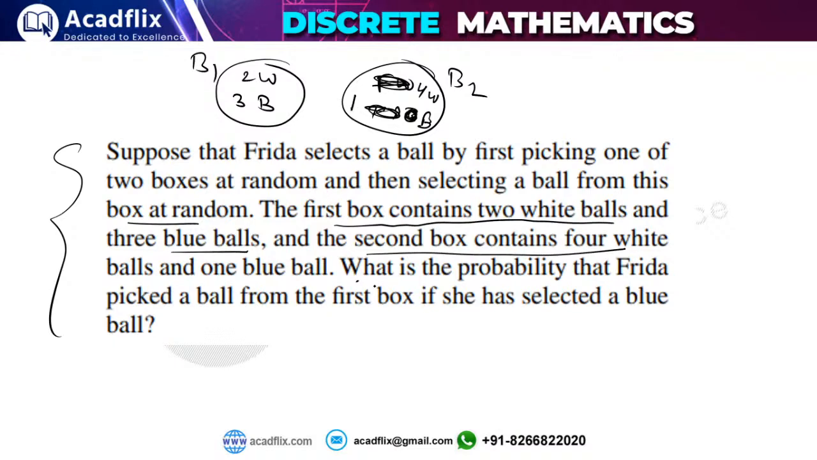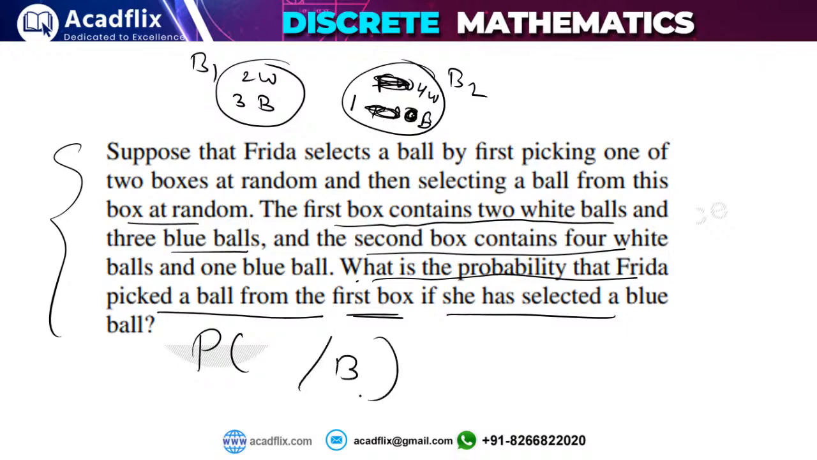Now he is saying, what is the probability that Frida picked a ball from the first box if she has selected a blue ball? So you have already selected a blue ball. Now he is asking, what is the probability that you have selected it from box 1? So he is asking, probability of B1 given that you have selected a blue ball.